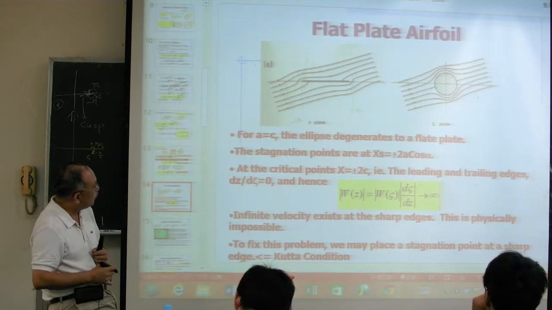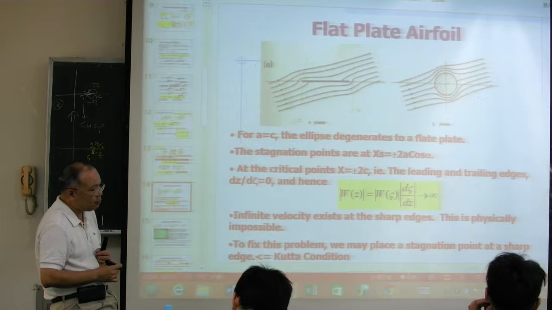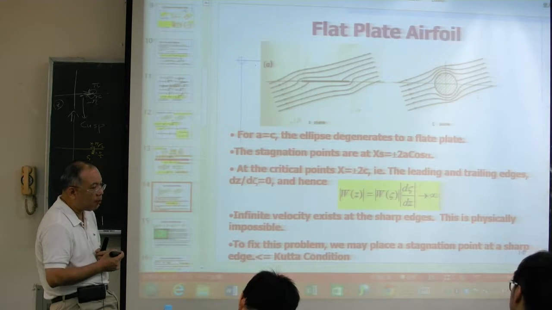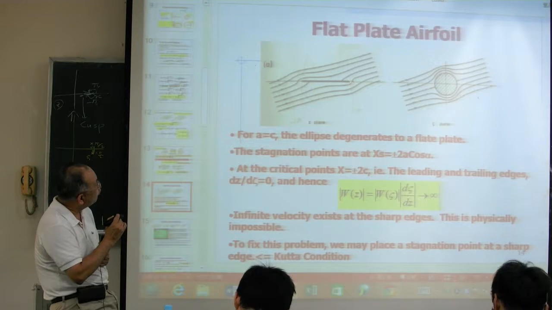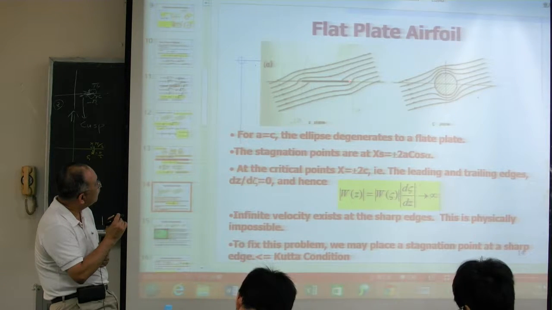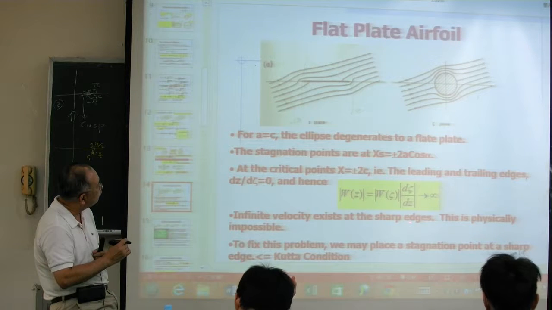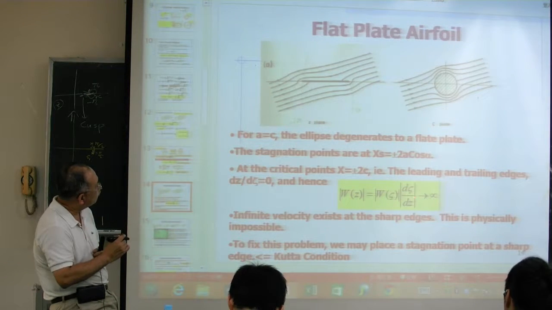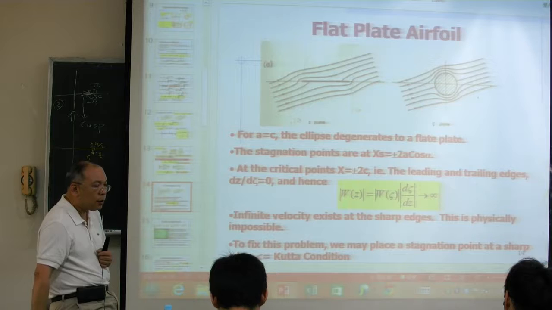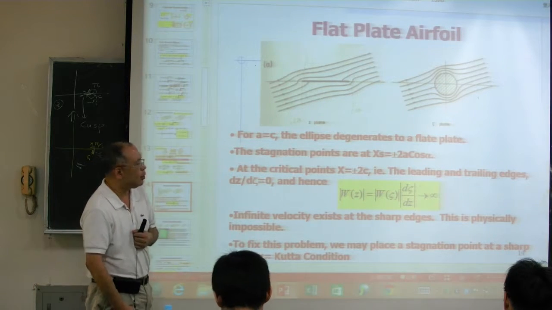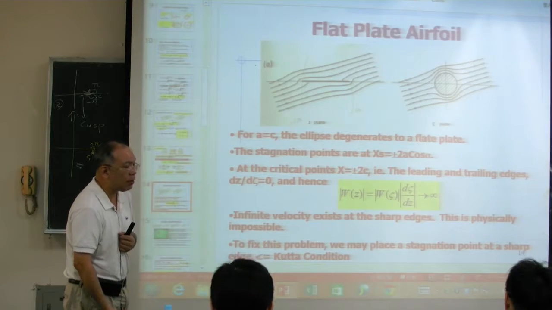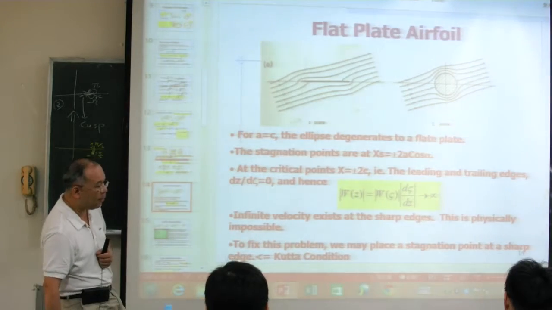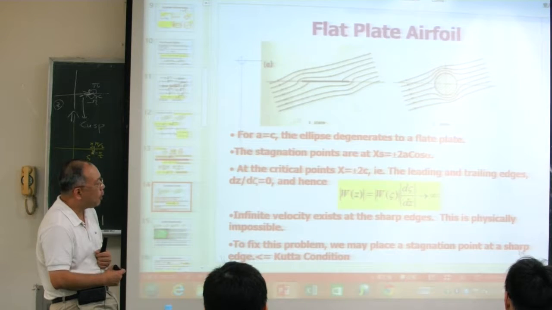So later, as you can see, we would like to fix this problem. How to fix this problem? Because we know the velocity at this trailing edge will approach infinity, so that is physically impossible. Physically, it cannot happen.